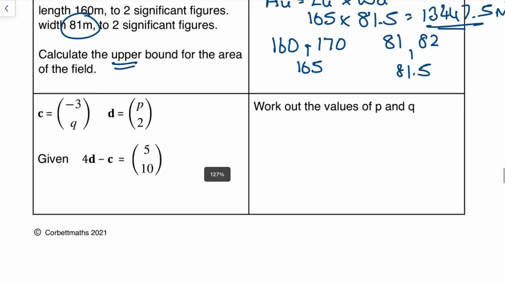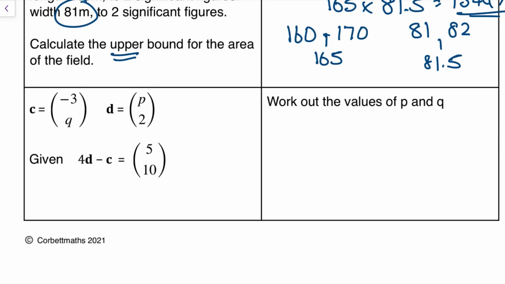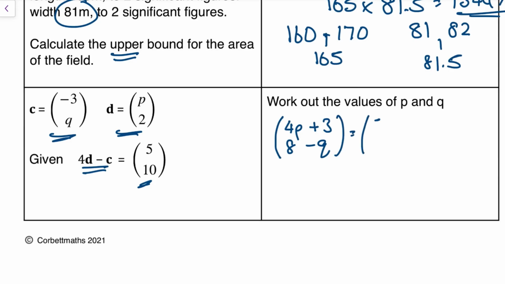Final question, and we have a vectors question. Now I'm going to start here, because it says 4 times d, well that's d, minus c, which is that, is equal to this here. So let's just do that. So 4 times d is 4p and 8, 4 times p and 4 times 2. And then I'm going to take away c, so minus 3 is plus 3 and minus q. And crucially, I know that is equal to 5, 10, which means I have 2 equations. I've got this equation here, and I've got this equation here, just in vector format.